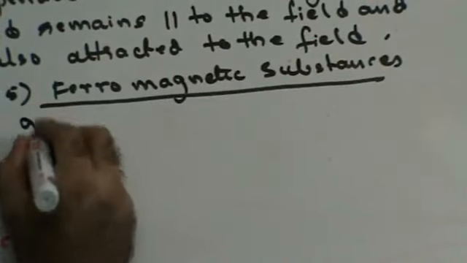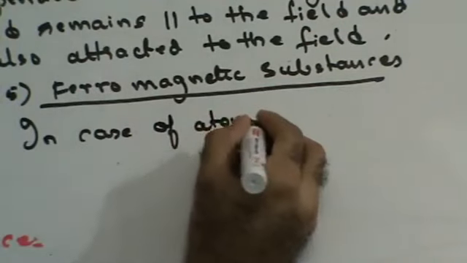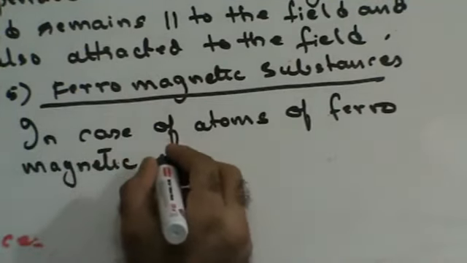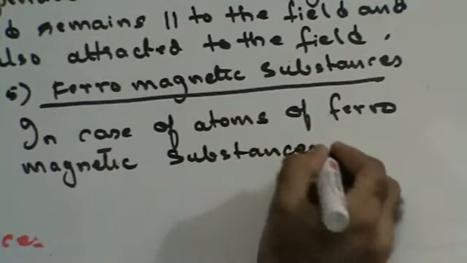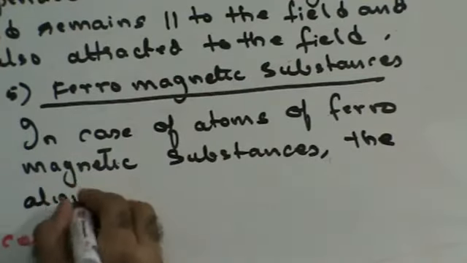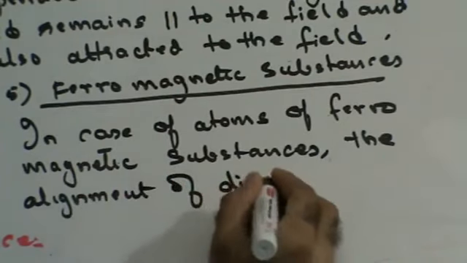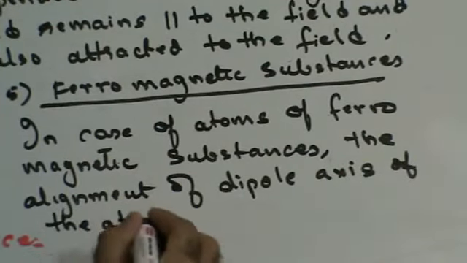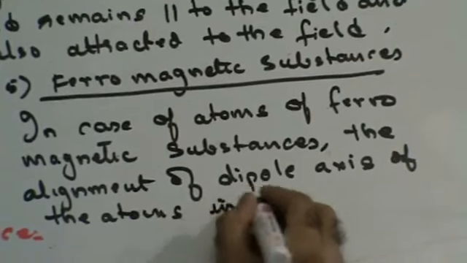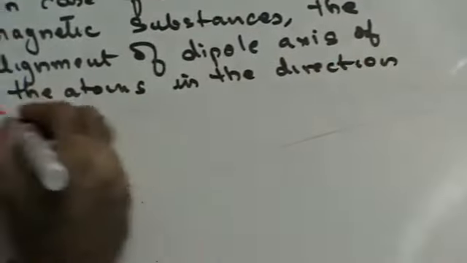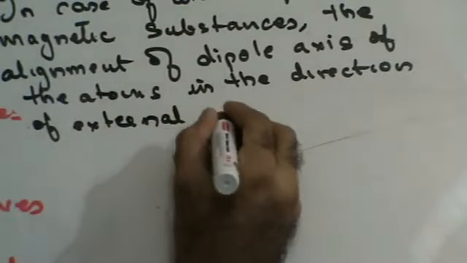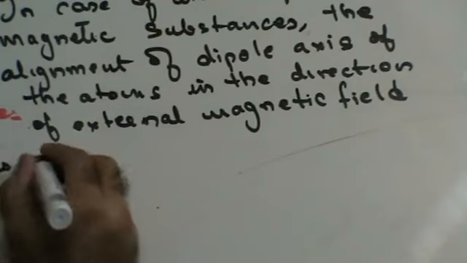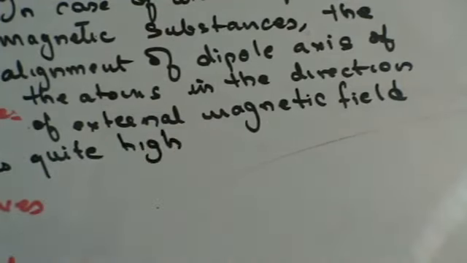I can say, in the case of atoms of ferromagnetic substances, the alignment of dipole axis of the atoms in the direction of external magnetic field is quite high, right? Even if the applied field is weak.